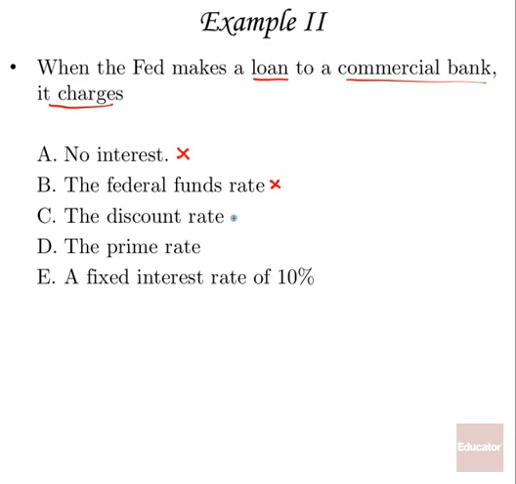Discount rate seems like the correct answer, so we put a check mark. Prime rate is the best rate, the rate that banks charge their best customers. A fixed interest rate of 10% would be incorrect. So the correct answer is C, discount rate.